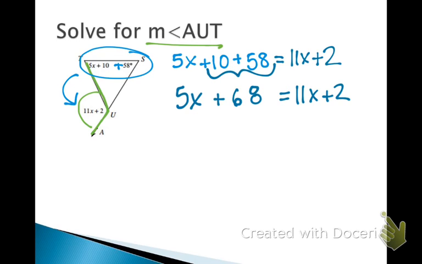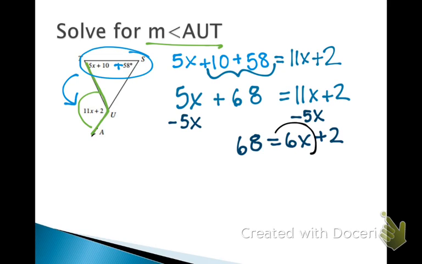Alright, now I need to move the smallest x. My smaller x is 5x. I'm going to subtract it. So I'll have 68 equals 6x plus 2. To finish, well, almost finish my problem, I need to get 6x by itself. So I need to move this positive 2 to the other side by subtracting. So I'll get 66 equals 6x.